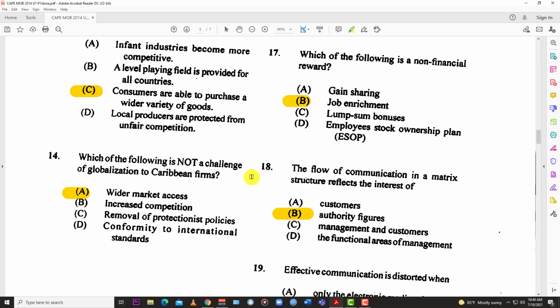There's no money involved in this, because gain sharing, you're getting monies. You improve, you get profits, you get a piece of that. Lump sum bonuses, money again. Employee stock ownership plan, that means that you can buy stocks in the company, and that's a financial sector move, so that's a financial reward. You can sell the stocks, get money. When dividends are paid, get money. The best one here is job enrichment. That's more of an intrinsically motivating factor.